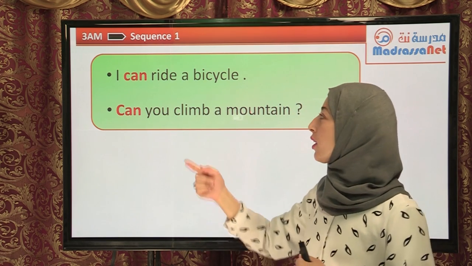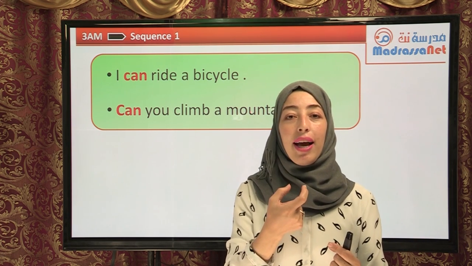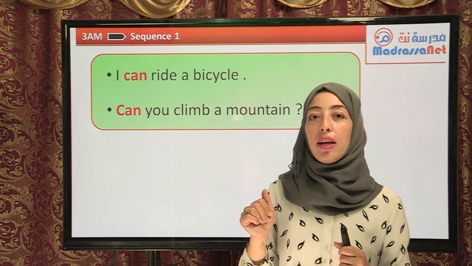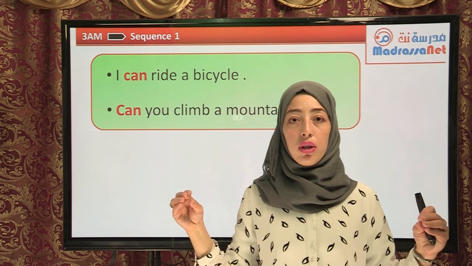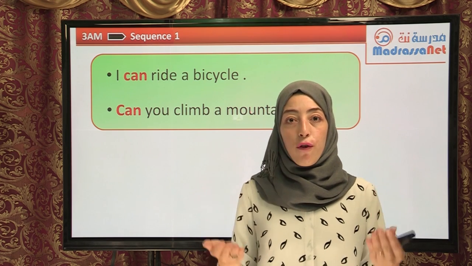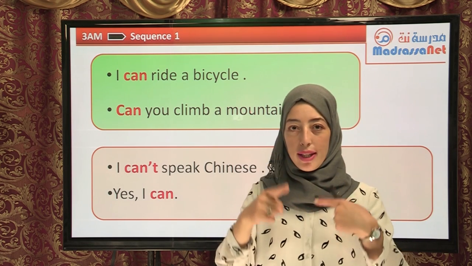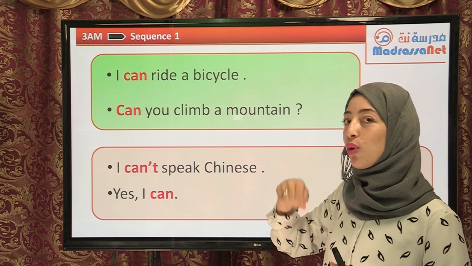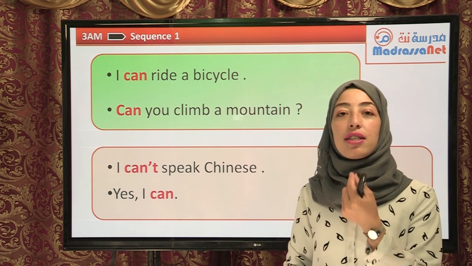The second one, can you climb a mountain? Can you climb a mountain? Are you able to climb a mountain? In this case we have a question. In the previous case we have an affirmative sentence. Okay, let's take these two examples and later we will know when to use the weak form and when to use the strong form. Here we say, I can't speak Chinese.